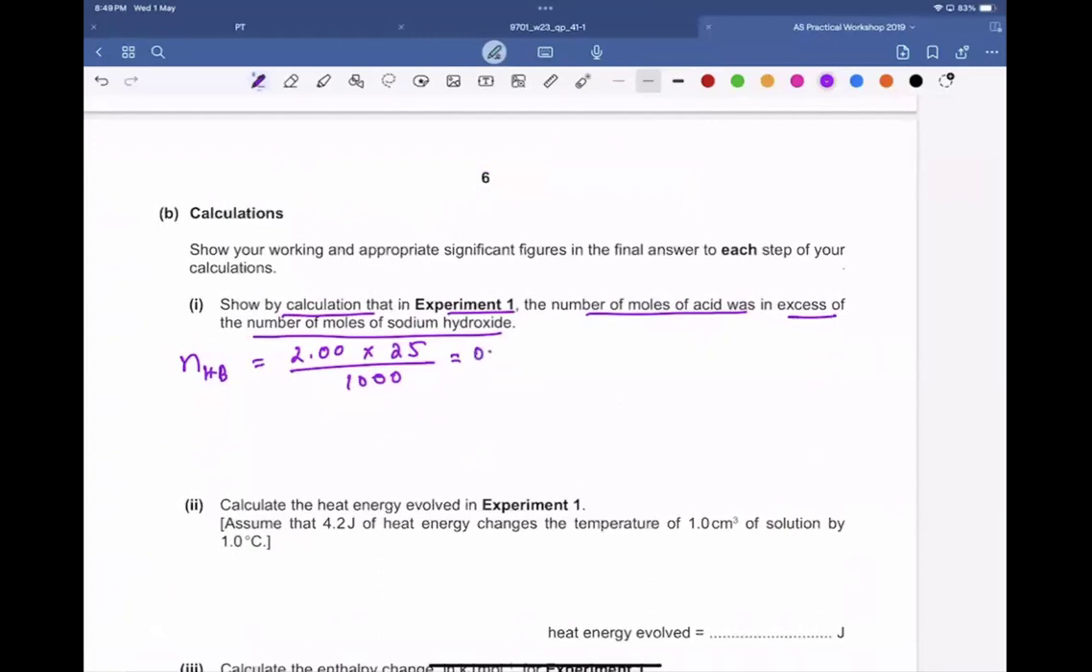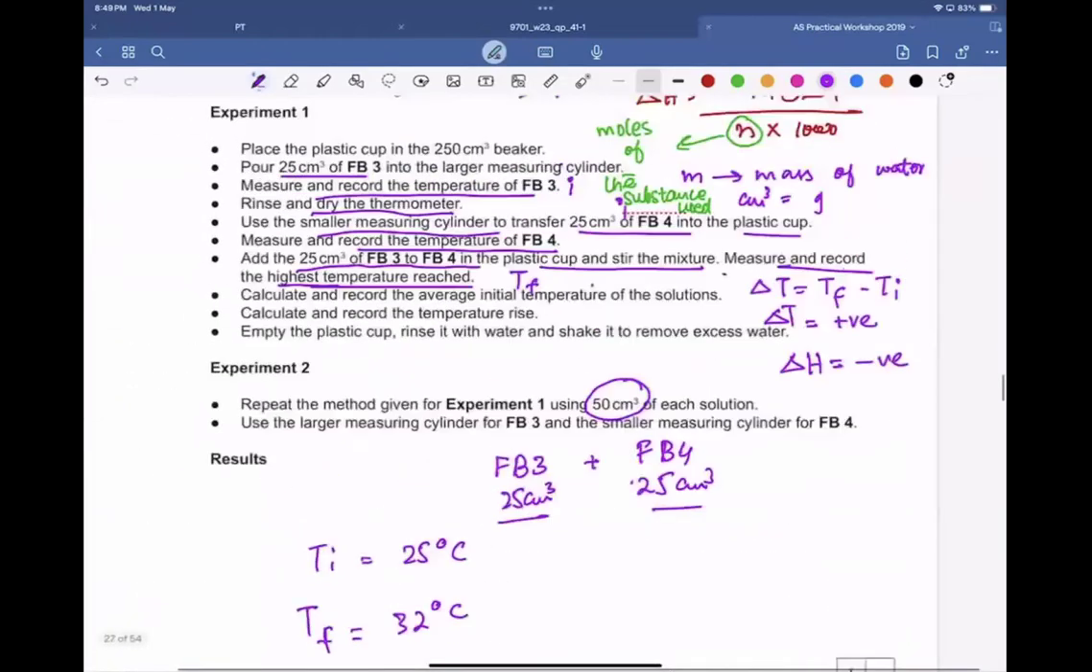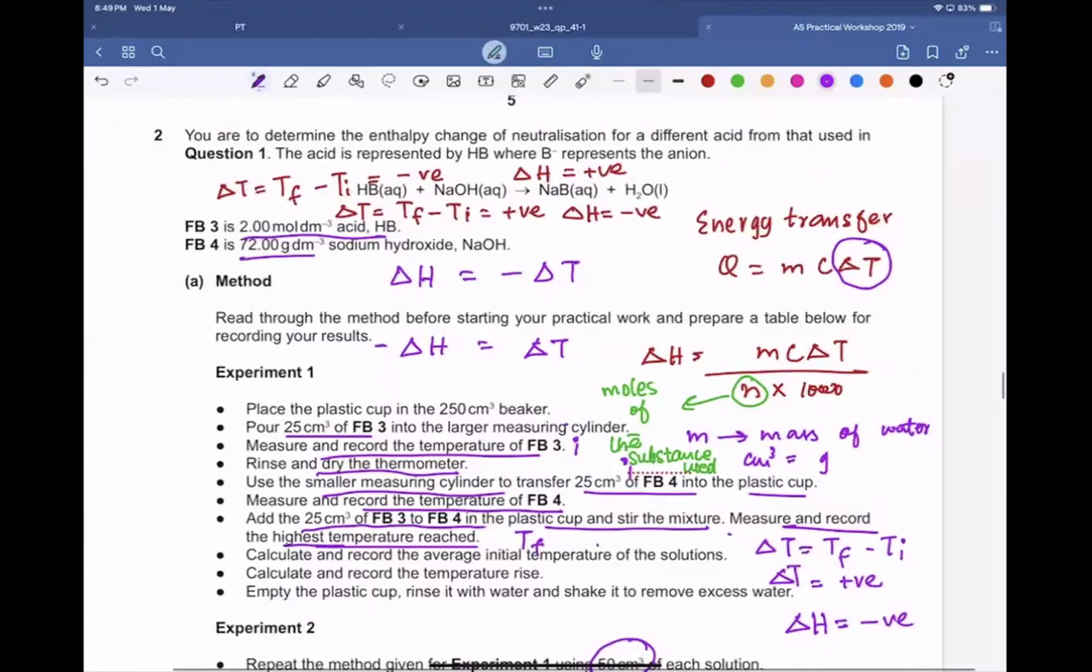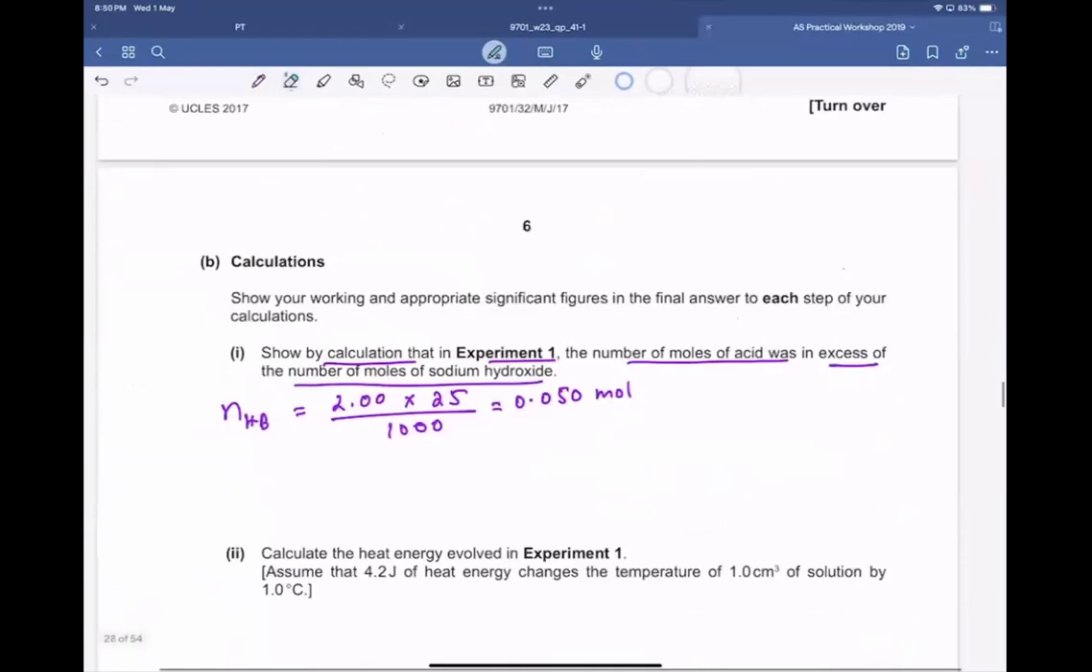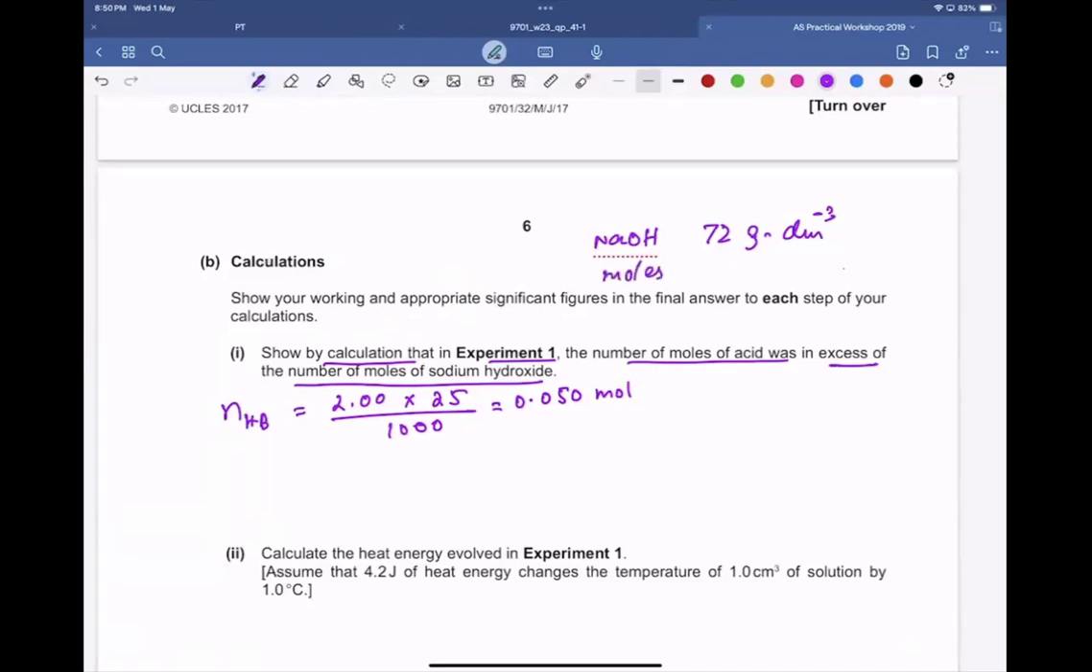Okay. So the number of moles of acid is 0.005. Now if you look at the concentration of NaOH, they have given it in grams, right? So first turn it into moles. So NaOH, sodium hydroxide, is 72 grams per dm cube, right? So to find the moles, we have to divide the grams by the Mr. So the Mr of sodium hydroxide would be 40. Can anyone calculate it? Tell me the answer.